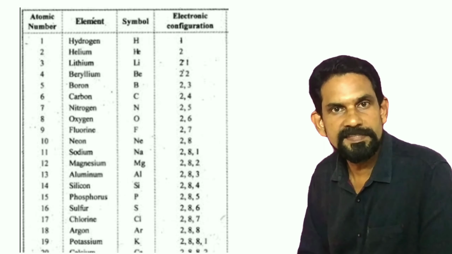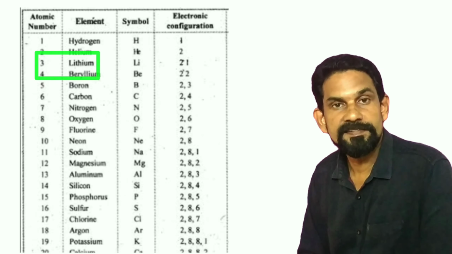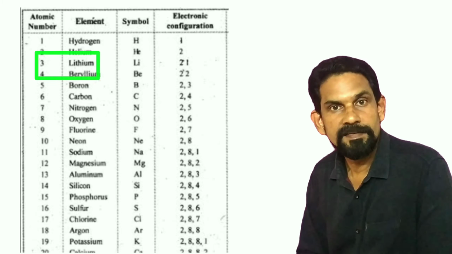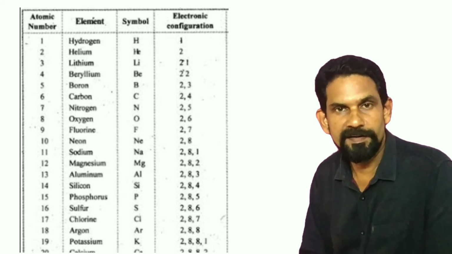We also know how to write the electronic configuration of elements. How can we write the electronic configuration? By knowing the atomic number. If we know the atomic number, we can write the electronic configuration. So, look, lithium. The atomic number of lithium is 3. Then what is the electronic configuration? Yes, it is 2, 1.